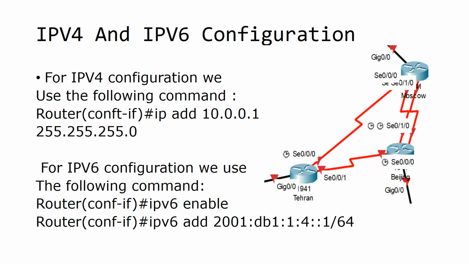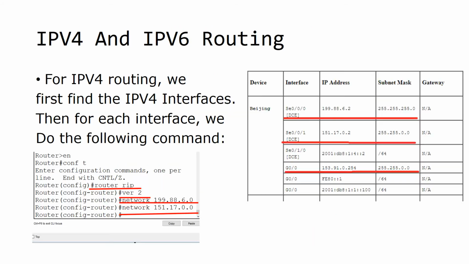But how do we configure IPv4 and IPv6? We already know IPv4 configuration. Just type in ip add and the IP address. Here it is 10.0.0.1 netmask 255.255.255.0. But for IPv6, at first we need to enable IPv6, and then we just type in the IPv6 address, the IP, and also the netmask. The IP here is 201.db1.141, and then the 64.